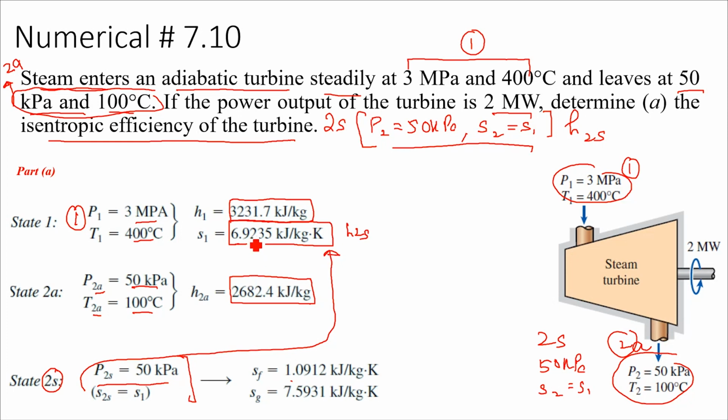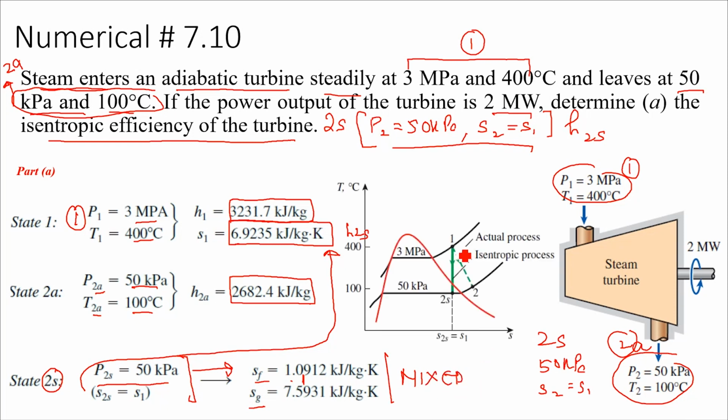The entropy at S2S is 6.9235. If I compare it with SF and SG at 50 kilopascal, this lies in between these two conditions. So I am actually in the mixed region for the isentropic state. This is my actual process, and the isentropic state comes into the mixed region.